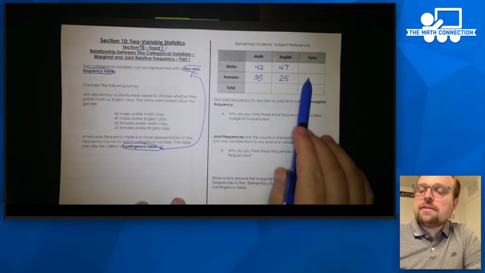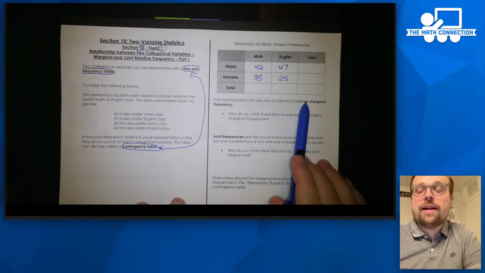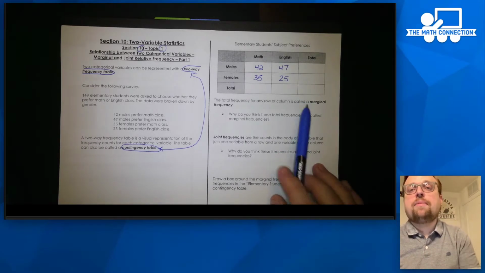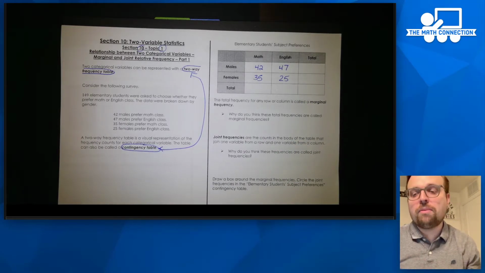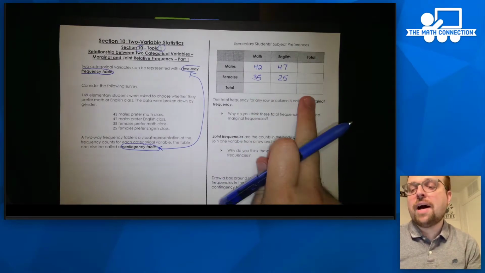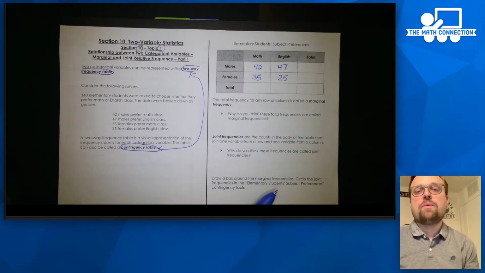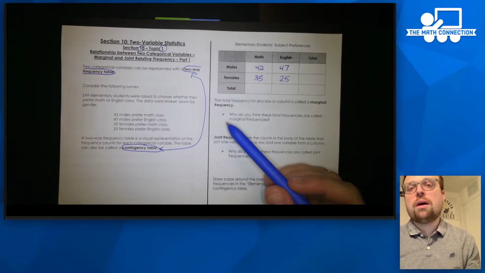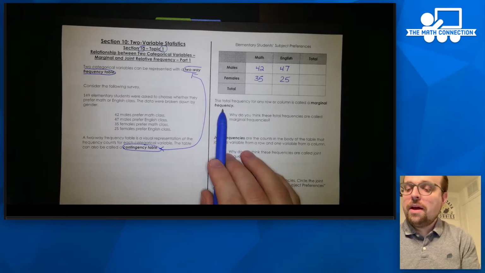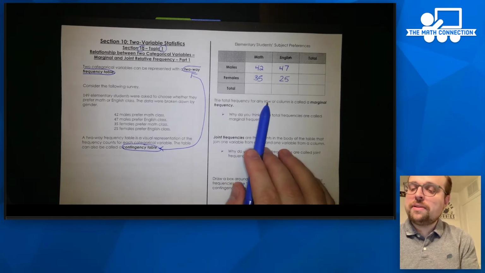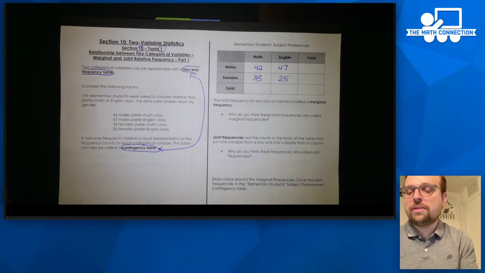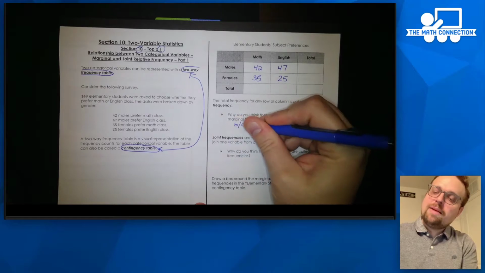Now the rest of these cells that are in this table right here, I'm pointing to them right now, they're outside on this table. They're actually in the margin of the table, and that's going to be the key for you to remember. When something is asking you for the marginal frequency, they want to know these values that are on the outside, okay? What a marginal value is, it's a total of a row or a column, okay? So for example, the total frequency for any row or column is called marginal frequency. And why do you think these frequencies are called marginal frequencies? Because they are in the margins of the table.